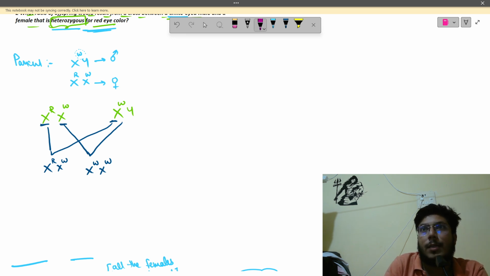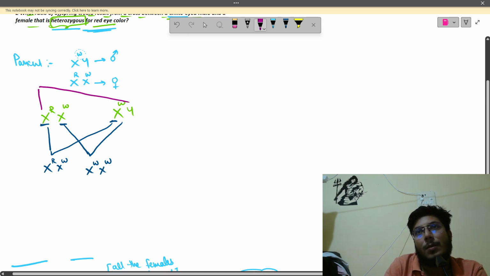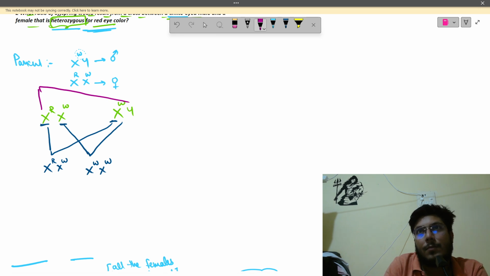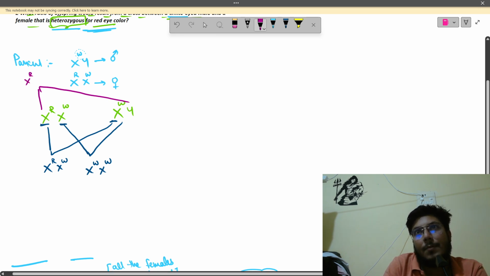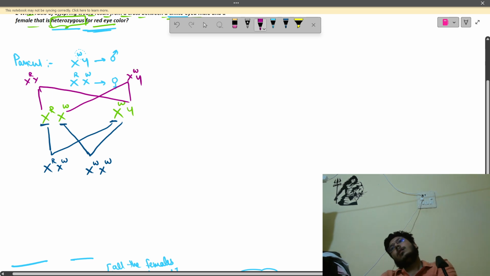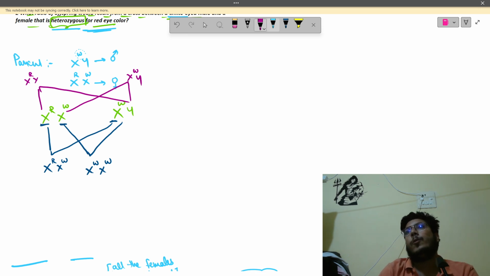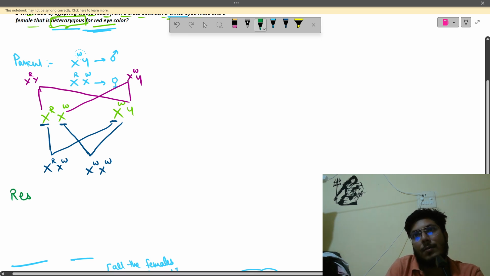For the male child, the X chromosome will be contributed by the mother. One X chromosome will be contributed by the mother. I'm using purple color over here. XR by the mother and Y by the father. Okay. XW by the mother and Y by the father. So over here we have a very clear-cut and different result. What results do we have over here? Let me draw the results.